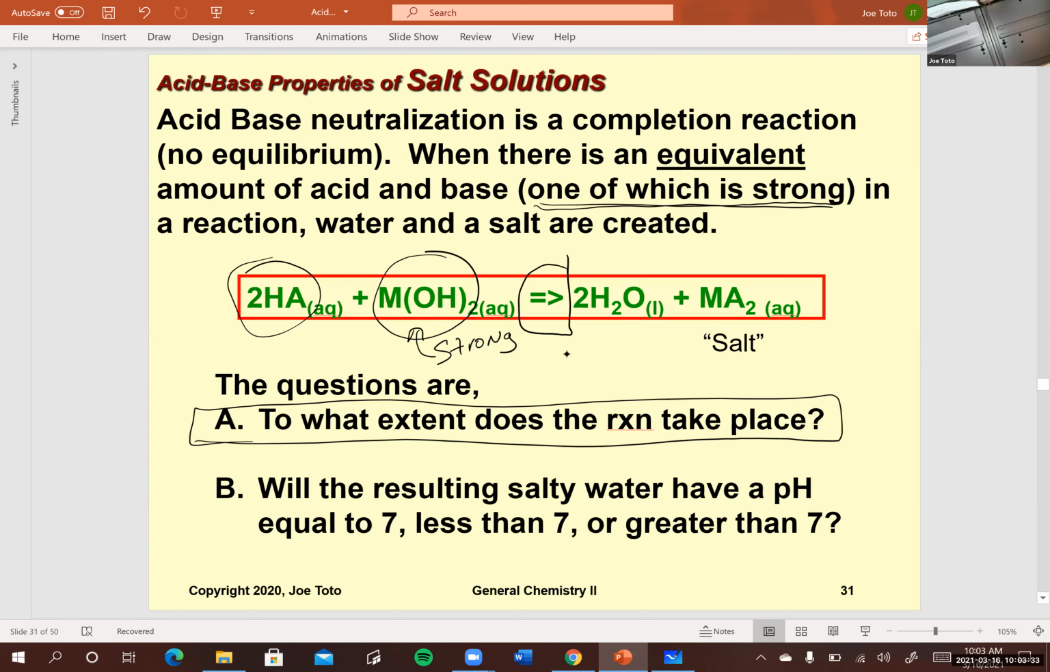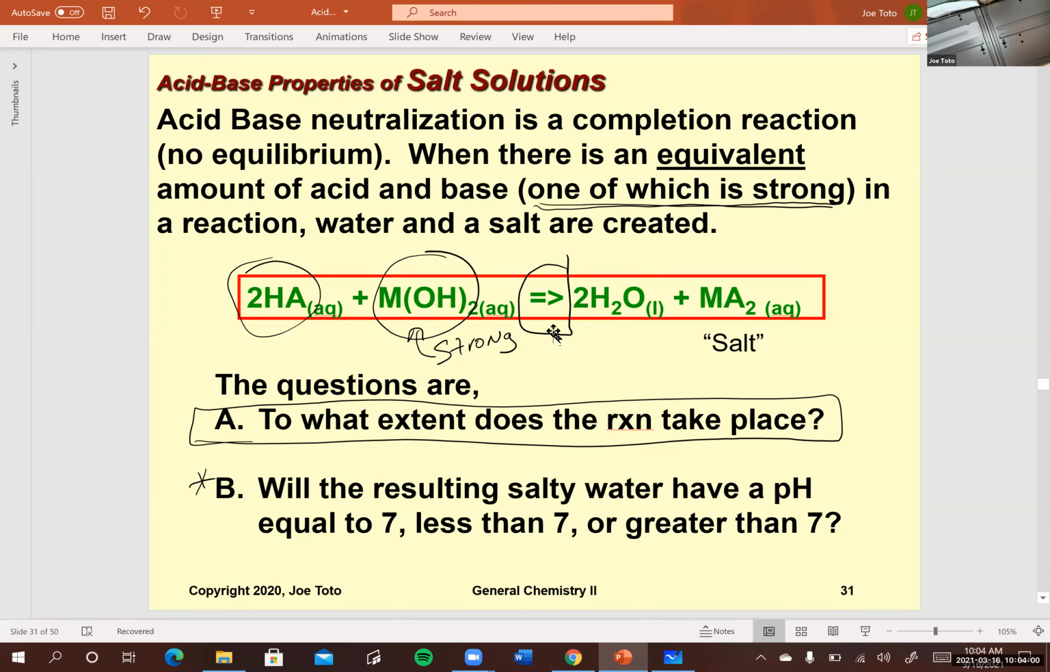Then B is, well, once you have that salty water, what's the pH? And last time I mentioned that it could be any of those possibilities. And it might seem odd to you that it is. But I think in a second or two, you'll see why. Okay. All right. So no questions.